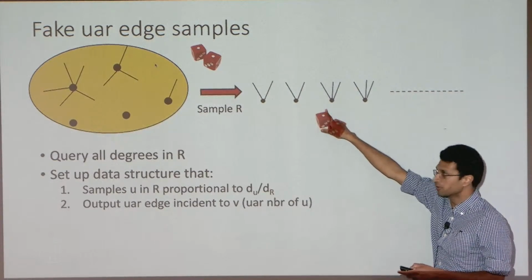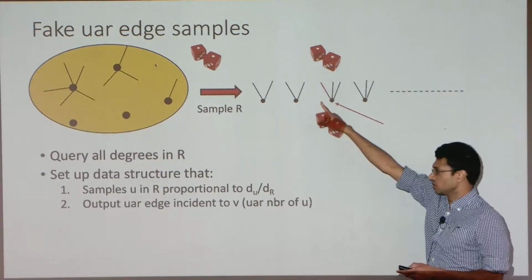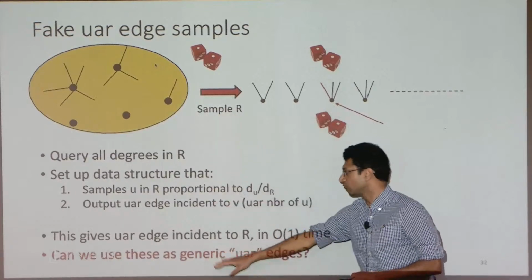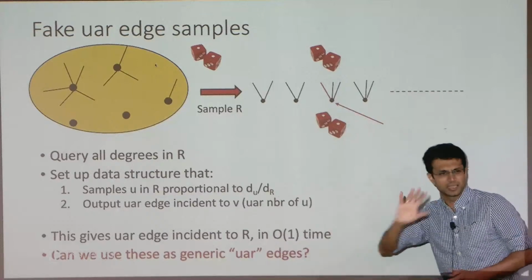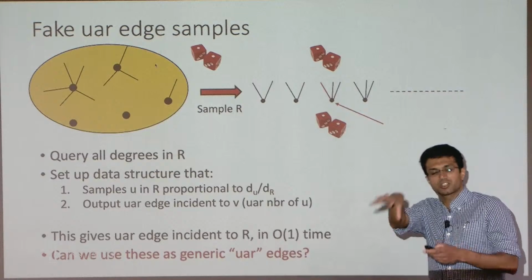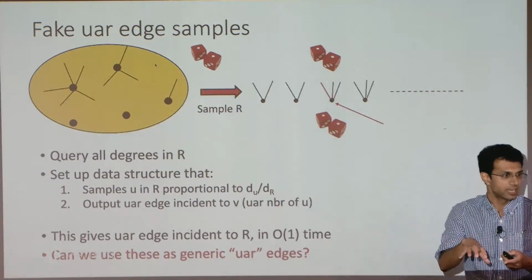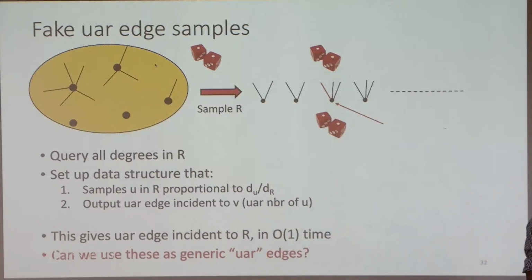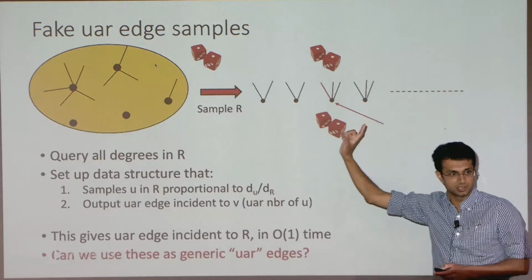Once I sample the random vertex, pick a random edge, uniform at random. So once I do this setting up, it gives me a uniform at random edge incident to this set in constant time or log n time, depending on your model. So I'm basically just going to take a set of vertices, look at the incident edges amongst those, which I can sample, and use those as generic uniform at random edges. So I run the previous algorithm, which needs a uniform at random edge, using these edges.